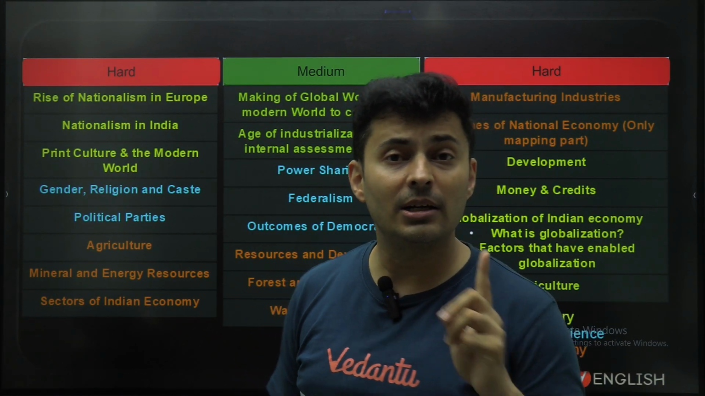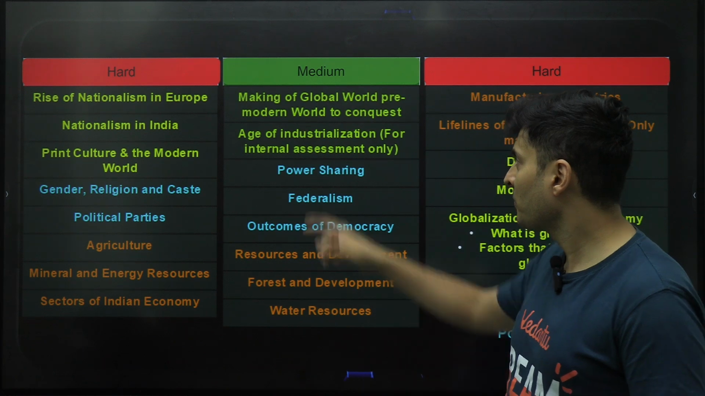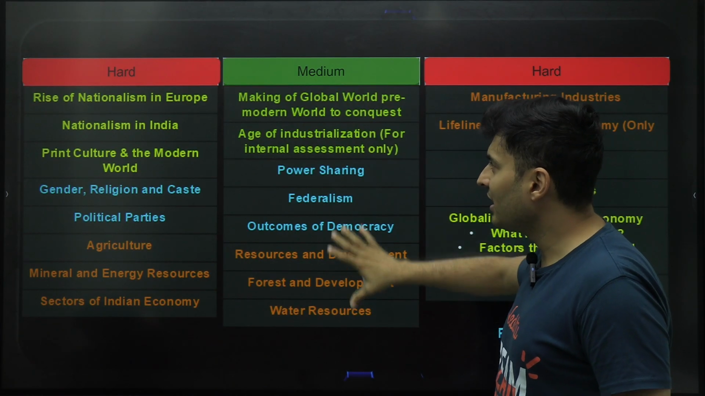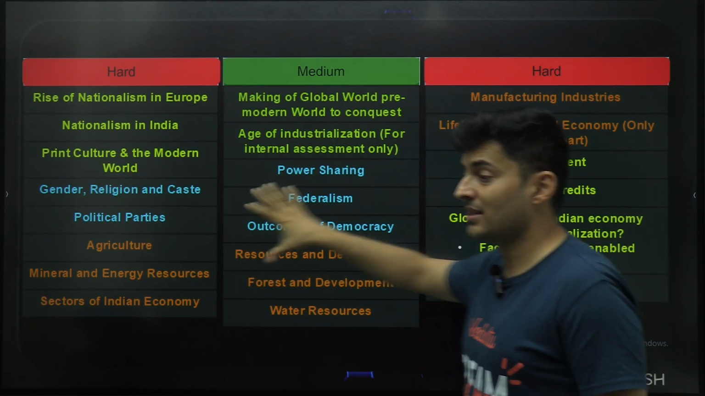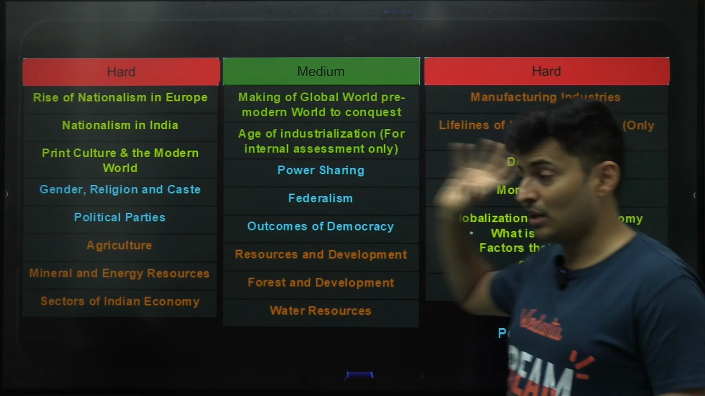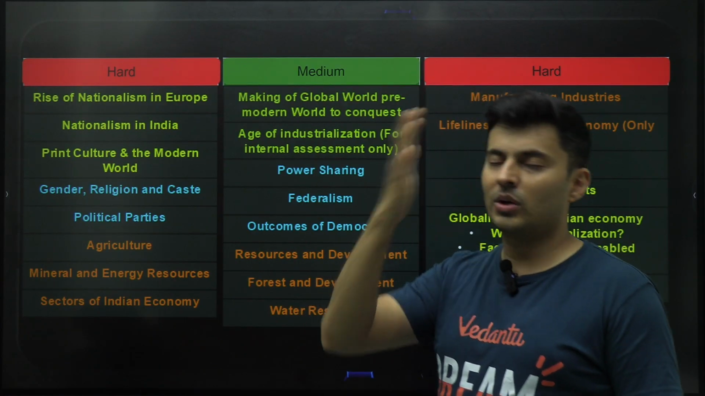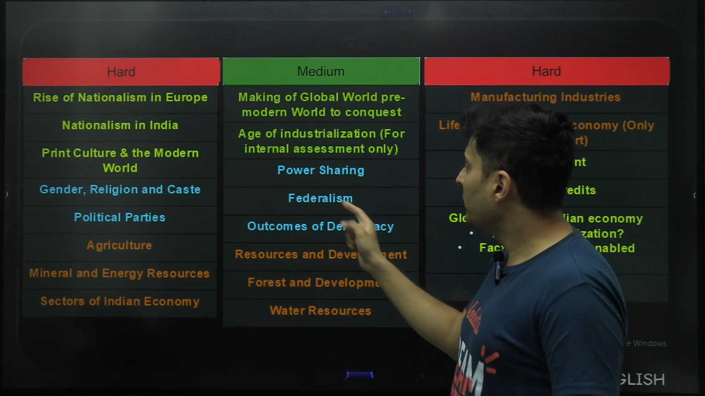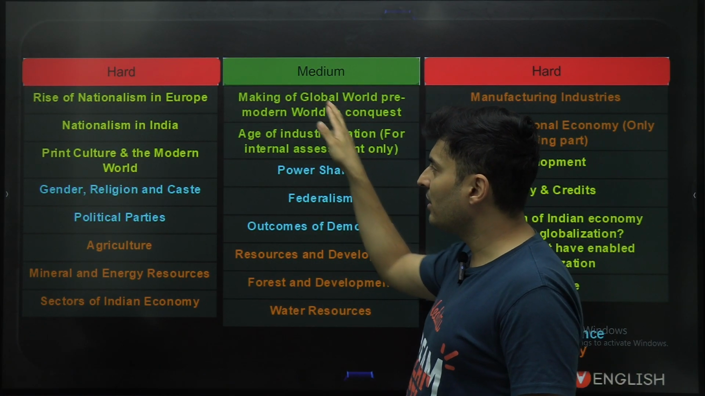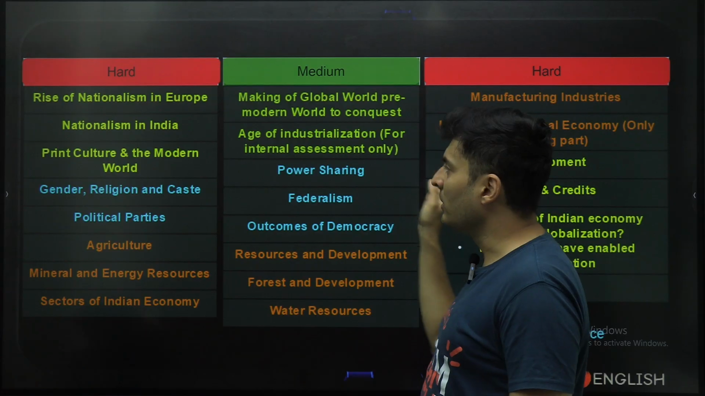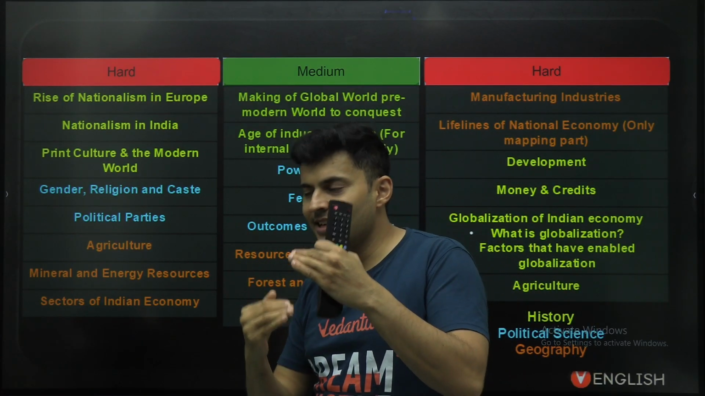Instead, I'm telling you, start with the medium or easy topics. Choose any of these. Usually they are easy. These ones are usually hard. If you start with a hard topic, you are going to break your head and you will be like, my God, what to do now? What you can do is choose, let's say, one topic from here, one topic from here, one from here, one from here. Easy, hard, easy, hard.